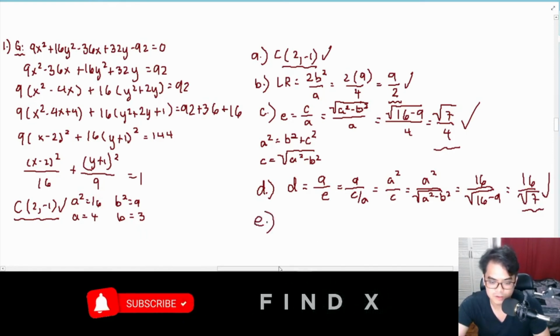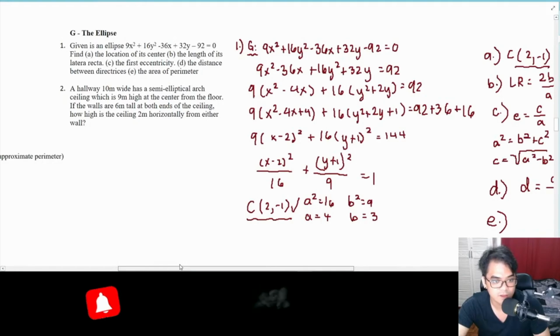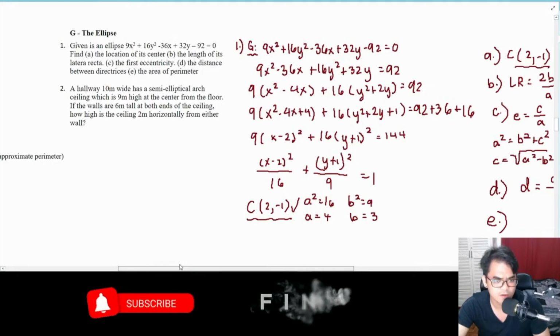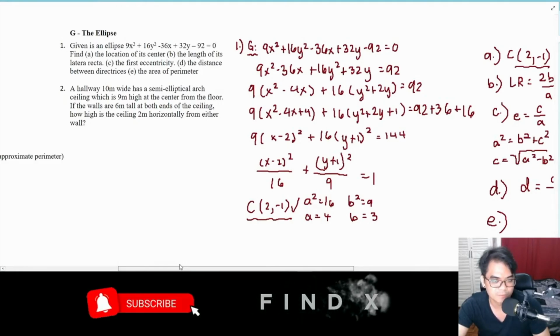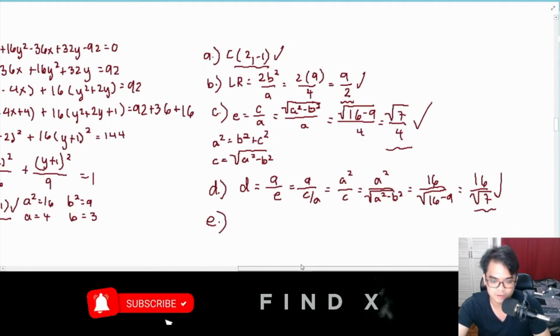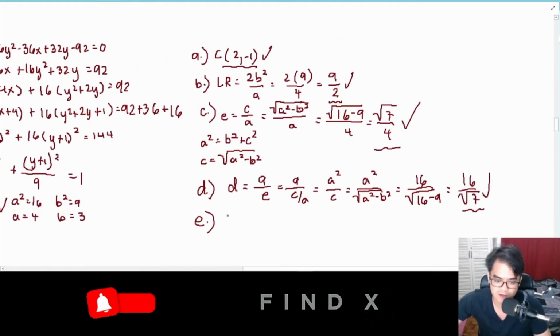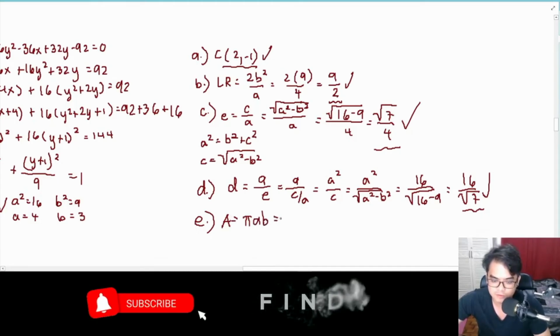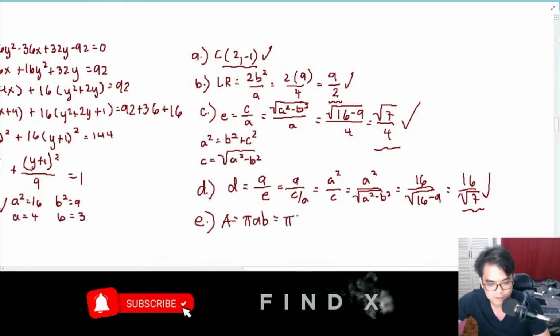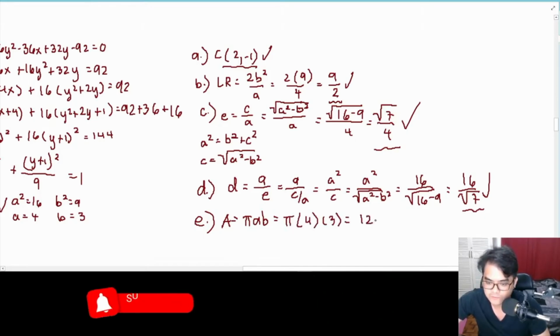For letter E, the area, the area of perimeter. Oh, actually, that is a typo. That must be the area and the perimeter. Okay. So first, let's find the area. Area is pi ab. So this is just equal to pi times 4 times 3. So the area is 12 pi.